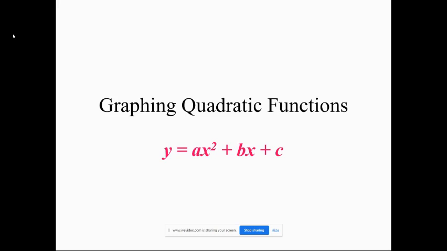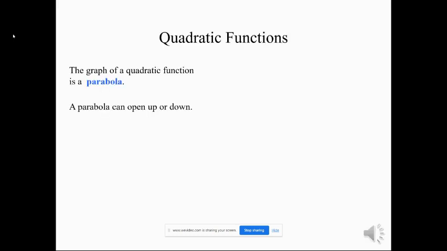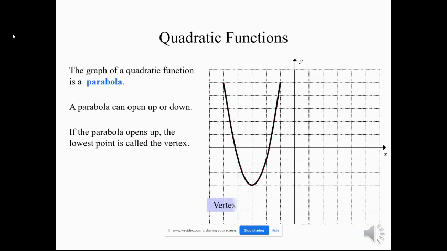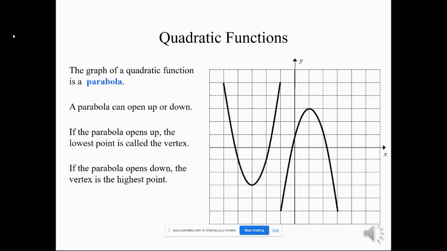All right, so today we're going to talk about graphing quadratic functions. Yesterday we talked about how the standard form of a quadratic function is ax squared plus bx plus c. So now we're going to use that to graph quadratic functions.